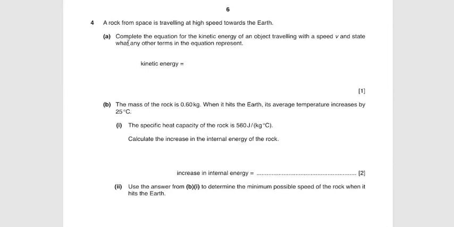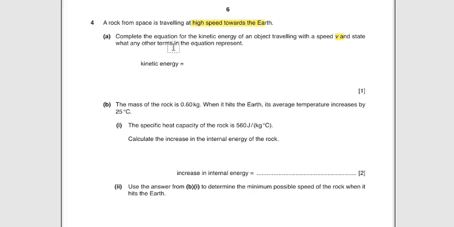Everyone, we're looking at question number 4 of winter 2018 paper 215054. The question reads, a rock from space is traveling at high speed towards the earth. Complete the equation for the kinetic energy of an object traveling with speed v and state what any of the terms in the equation represent.